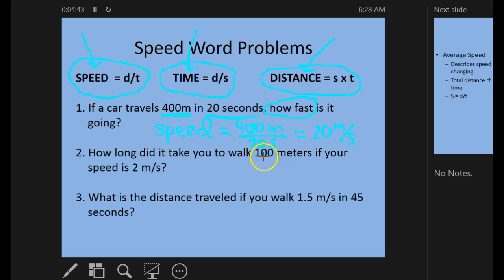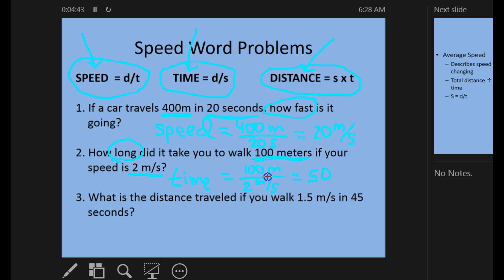Number 2, how long did it take you to walk 100 meters? How long, we're looking for time here, how long did it take you to walk 100 meters? There's a distance. If your speed is 2 meters per second. Right, well, let's see, time equals distance, 100 meters, divided by speed, 2 meters per second. Right? 100 divided by 2 is 50.